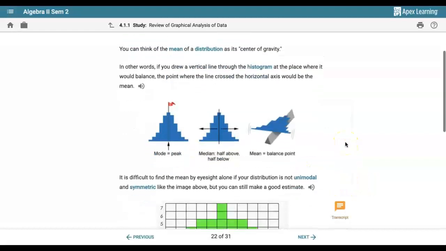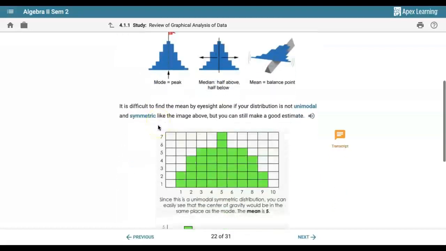So if we take a look here again, mode is our peak, median is half below, half above, our halfway point, and our mean is the balance point. Mean is the balance point. And no, it does not have to be that the median is always the mean, or that the median is always the peak. It doesn't mean they can't be. The same point could absolutely be potentially all 3. But that would just depend on the data set that you have.